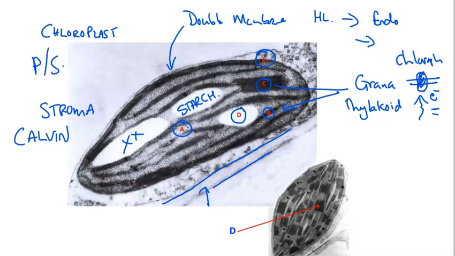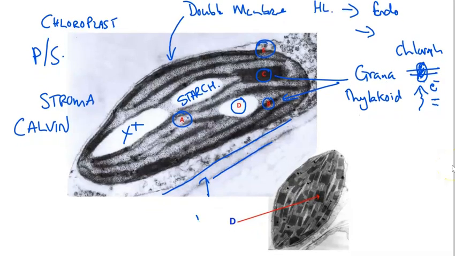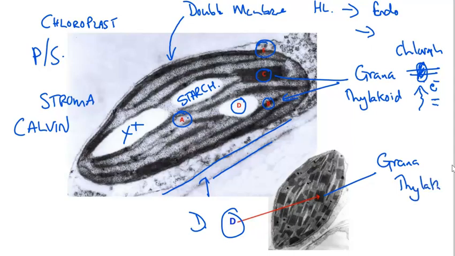So let's test your knowledge. I'm going to ask you, what is the structure here labeled D, and what is its function? So pause your video, work out the answer. And of course, the answer to that is that D is pointing to the grana of the thylakoid, and that is the location of chlorophyll, which is trapping the light energy and turning this into chemical energy, which of course is the initial stage of photosynthesis.